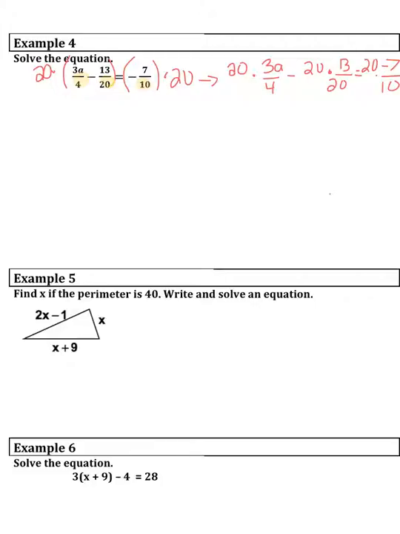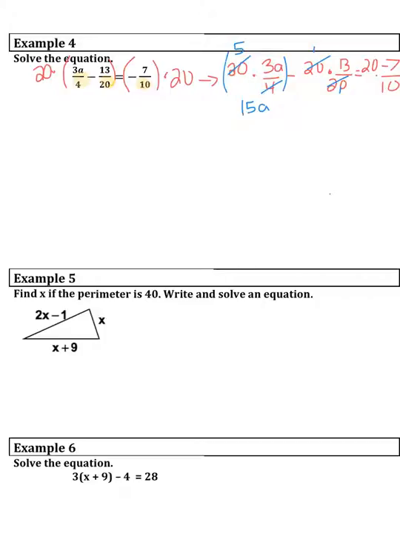Let's look at the first multiplication here. This first term, 20 can cancel out the 4, right? 20 and 4 can reduce. That leaves a 5 behind. Now, when you multiply that first term, 5 times 3a, that leaves you with just 15a. It looks a lot simpler than 3a over 4. Let's look at the next one. We have a minus sign, and then we have 20 times 13 over 20. Again, the 20s cancel out. These ones are even better. They leave just a 1.